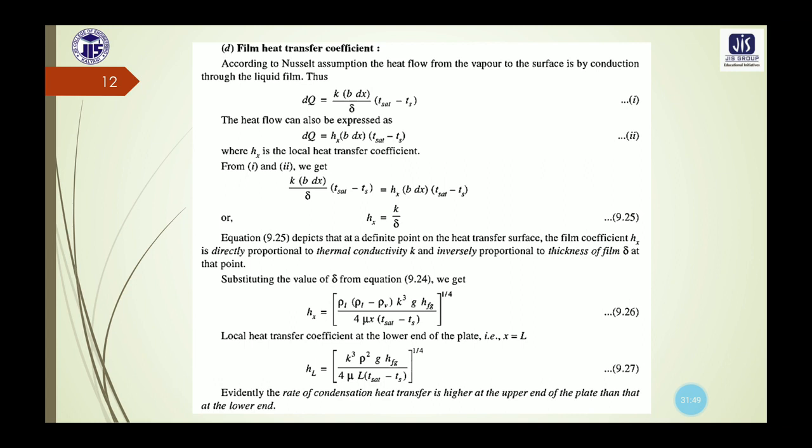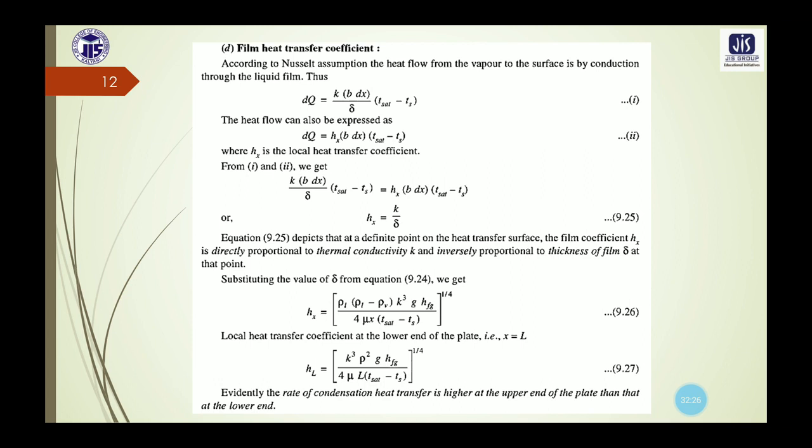So this equation 9.25 represents that at a definite point on the heat transfer surface, the local heat transfer coefficient or film coefficient hx is directly proportional to the thermal conductivity k and inversely proportional to the film thickness delta at that point. Now if we put this value of delta in equation 9.25, we get the expression of hx as equation number 9.26.